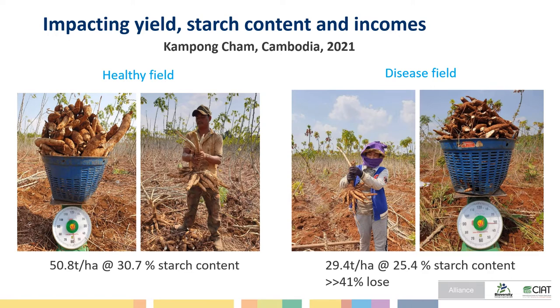For the healthy field, there was around 50 tons per hectare on average, with starch content of 30%. From the diseased field, the average yield was around 29 tons, with starch content around 25%. From this, we can see that the loss because of witches' broom can decrease the root yield by 40%.